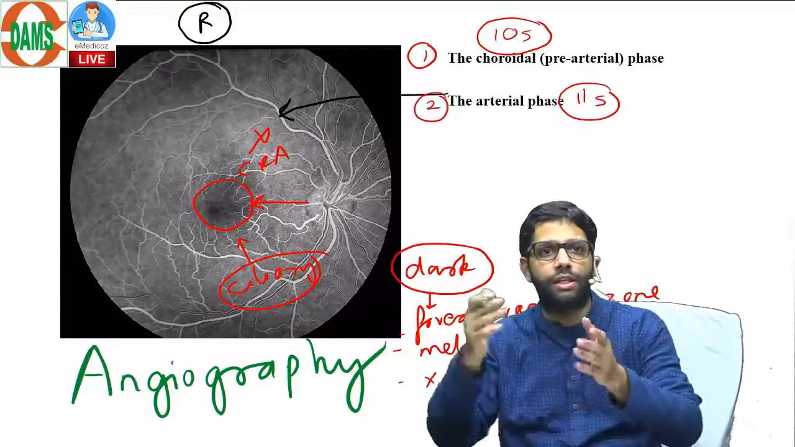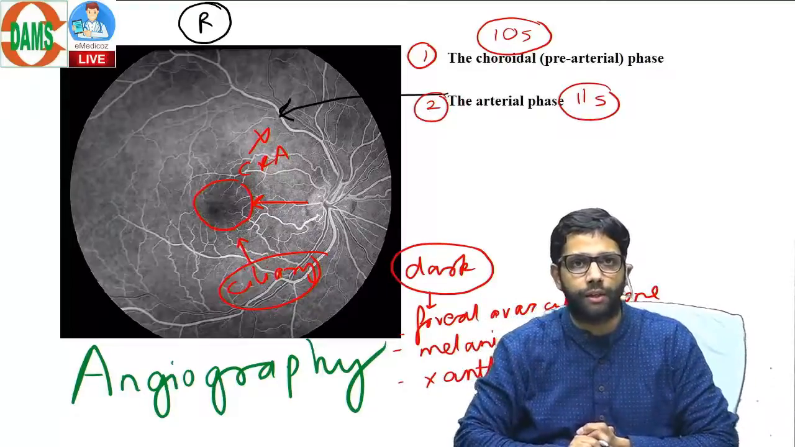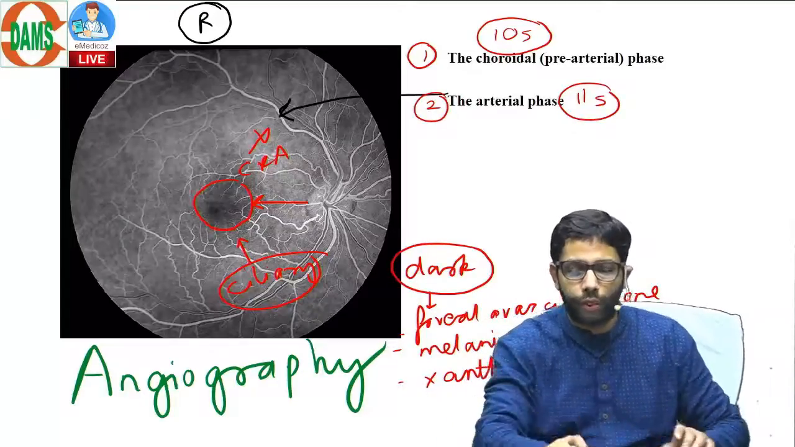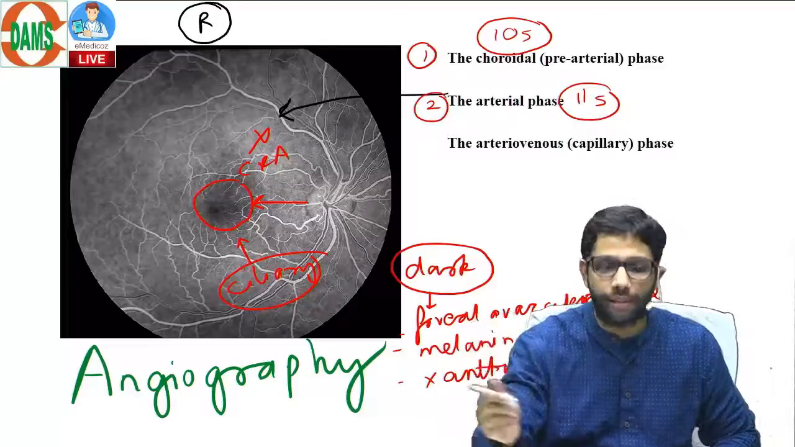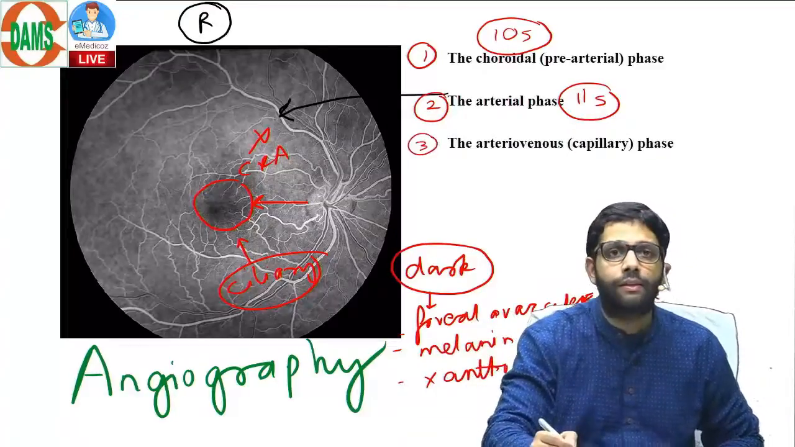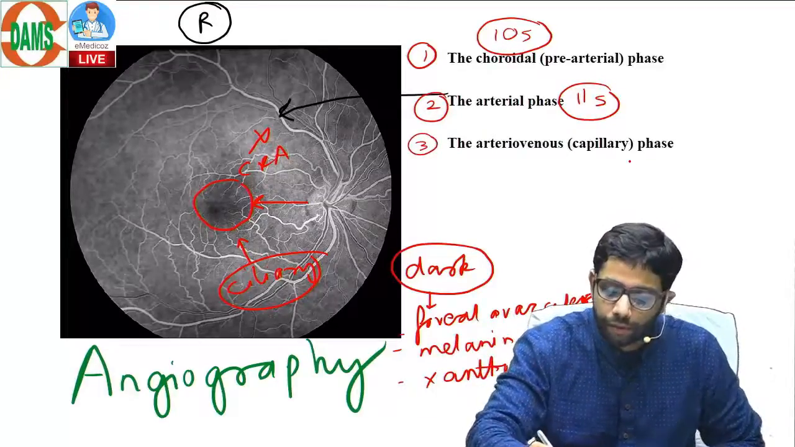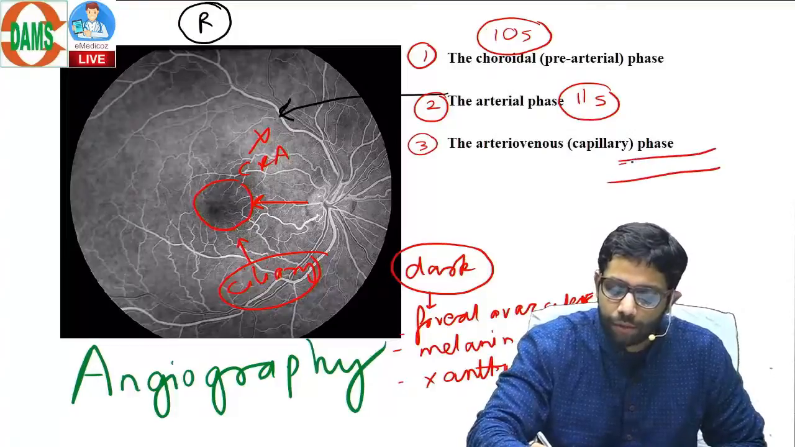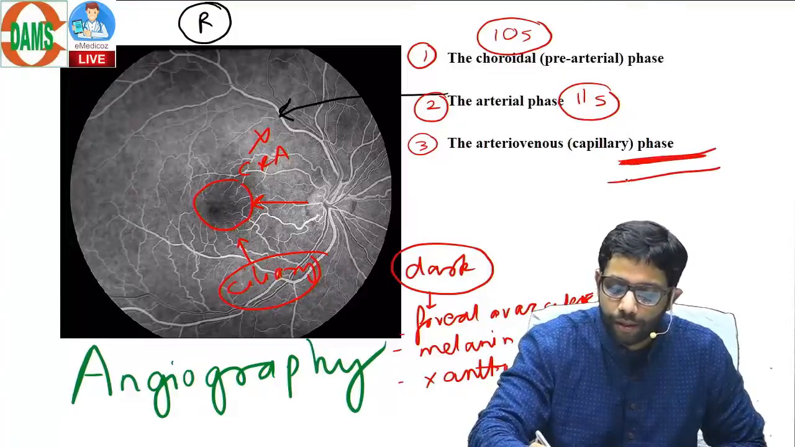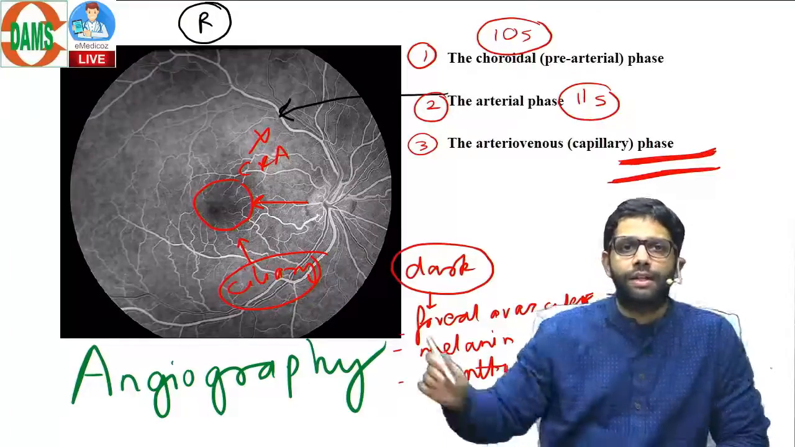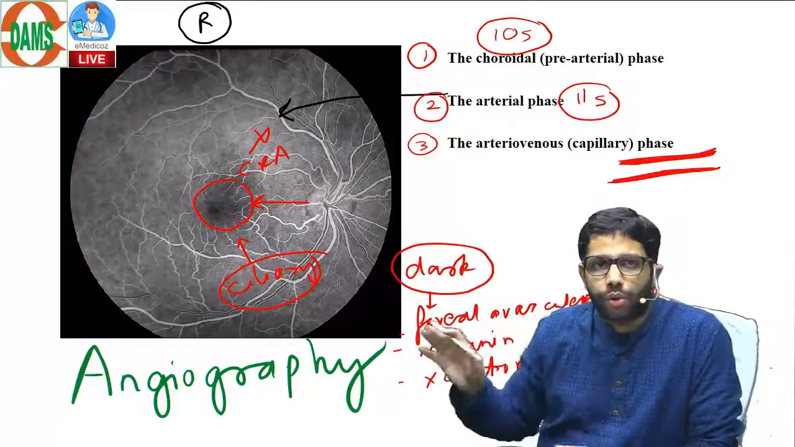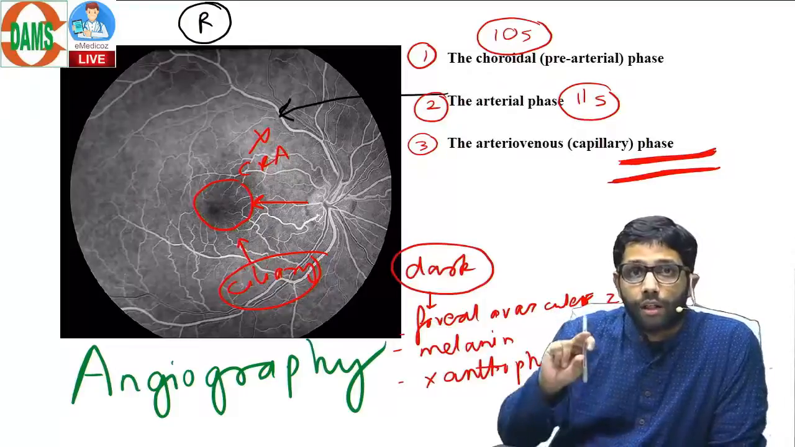Arteries, of course, the central artery is going to be filled. From the artery it will go into the arteriovenous phase. In the arteriovenous phase, the veins have a laminar flow. Only the initial periphery of the vein is filled first. The center is dark, which I'll show you in the video as well. That is the arteriovenous phase.